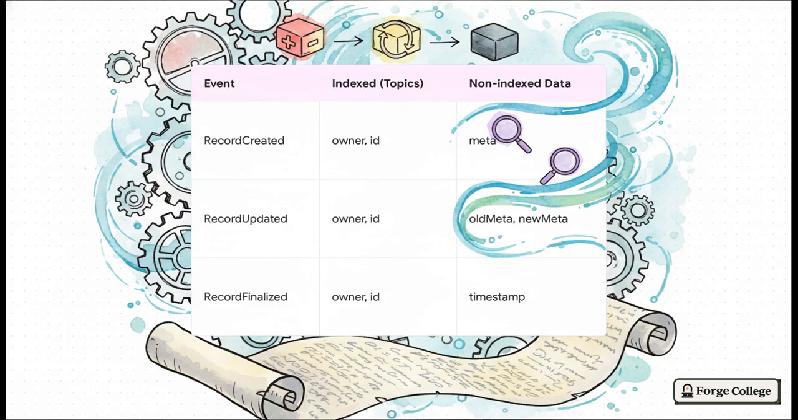What we really want to confirm here is that our stable identifiers, things like the owner and the ID, are properly sitting as searchable indexed fields. Meanwhile, our larger, more volatile payloads, like the metadata and timestamps, are kept snugly over in the non-indexed data side, and we do that to save us precious gas.